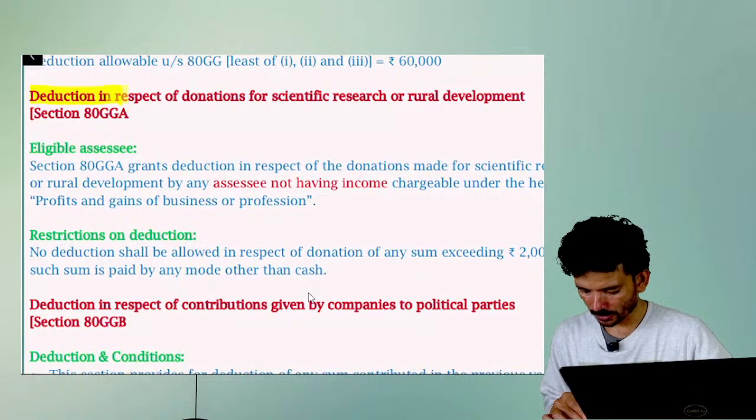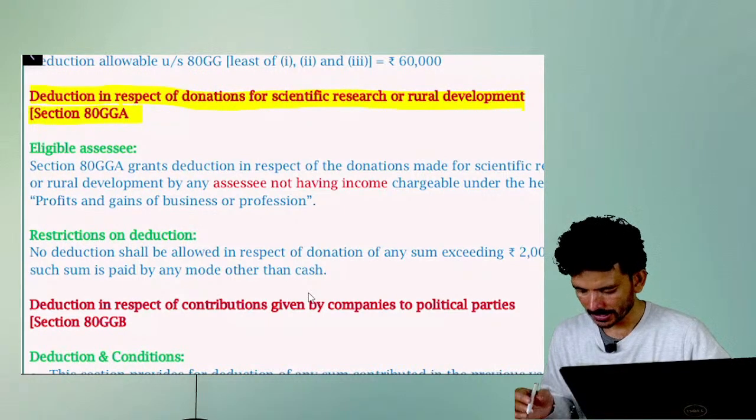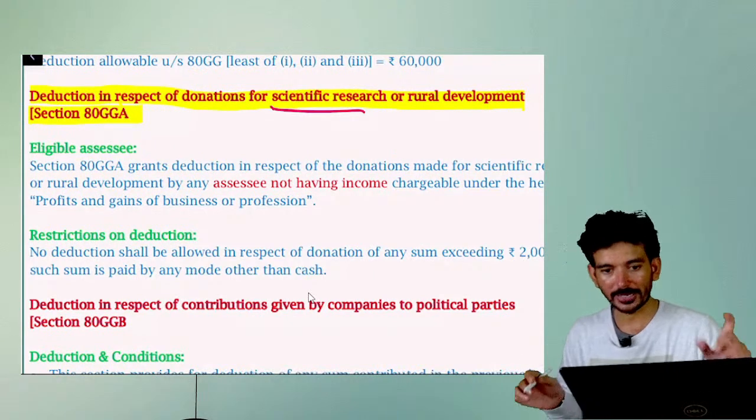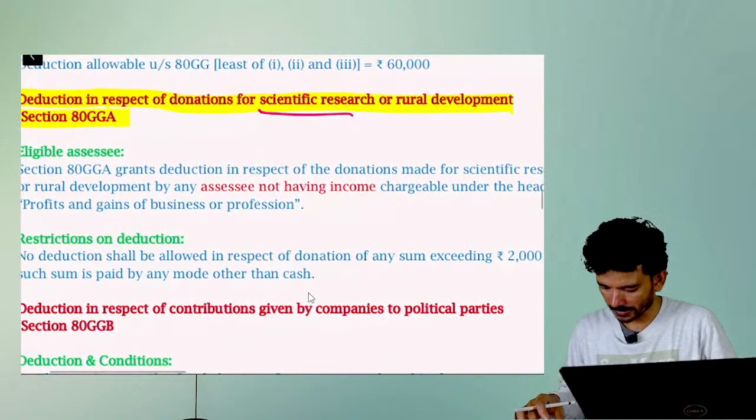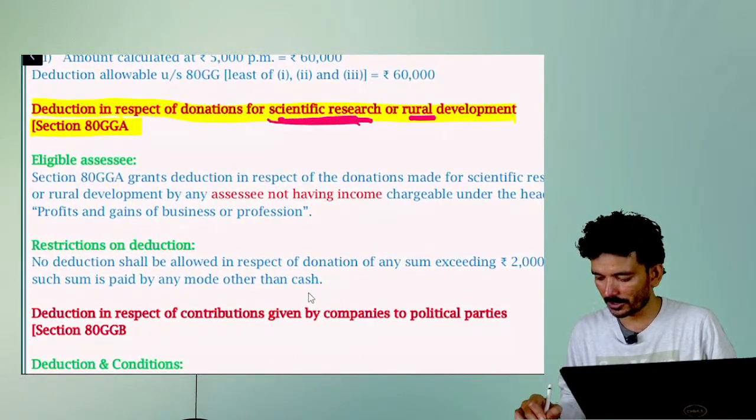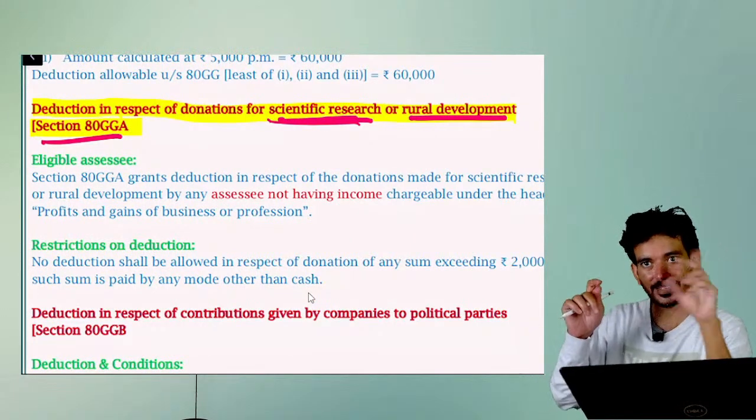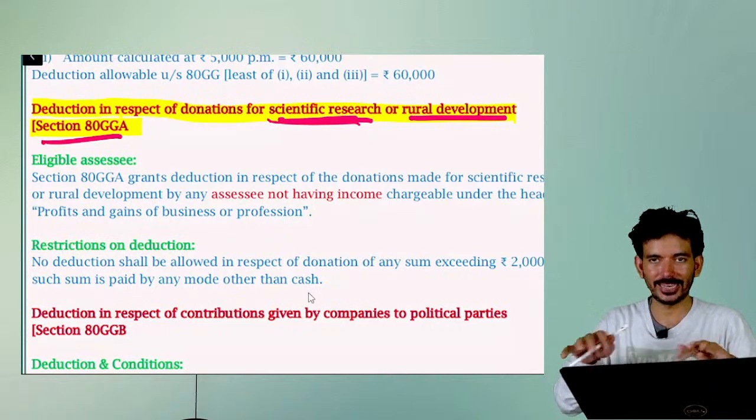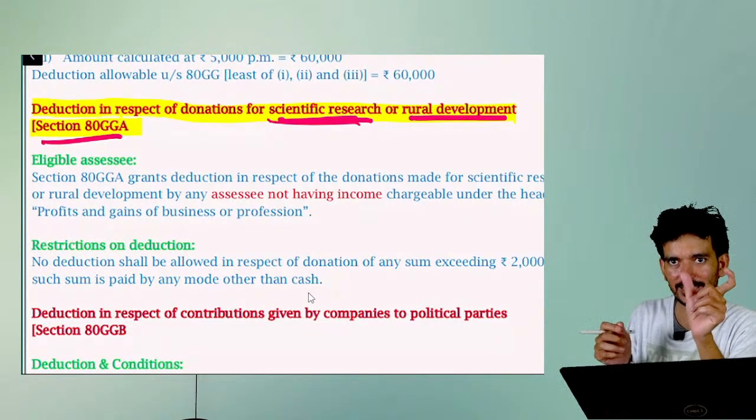Deductions in respect of donations for scientific research or rural development, 80GGA. So you might correlate this with something else in PGBP. I will ask a question, guys. In which section were we talking about scientific research or rural development in PGBP? Can someone check? Recollect that PGBP section. There was one particular section.